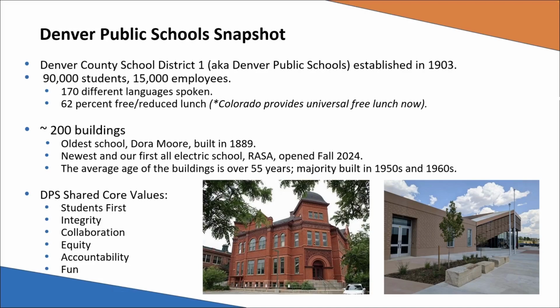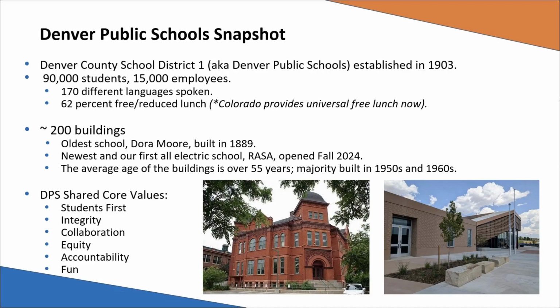The district maintains about 200 buildings. The oldest school pictured here is Dora Moore, which was built in 1889. And yes, this building is on the list of Denver haunted places. And to the right is our newest and first all-electric school, Rasa, which just opened fall 2024. The average age of our buildings is over 55 years old, with the majority built in the 1950s and 60s. And many of these older buildings did not have air conditioning.